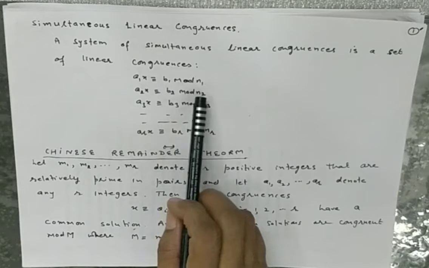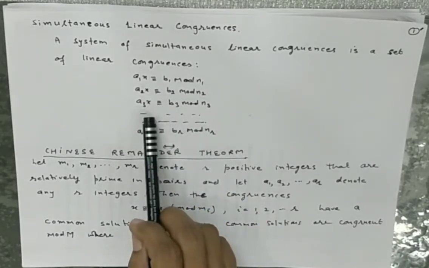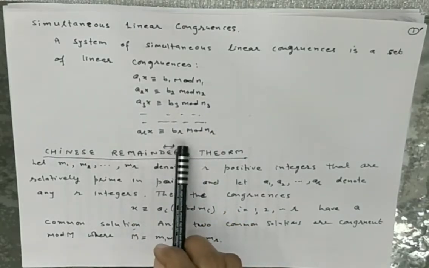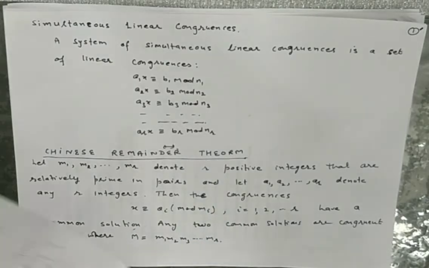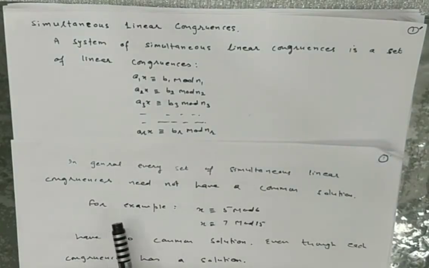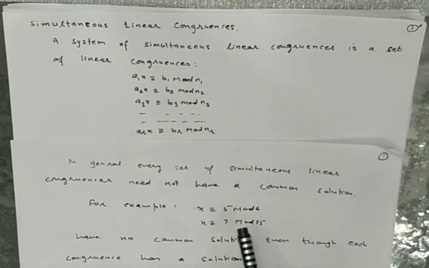a1x is congruent to b1 modulo m1, a2x is congruent to b2 modulo m2, a3x is congruent to b3 modulo m3, and so on, arx is congruent to br modulo mr. In general, every set of simultaneous linear congruences need not have a common solution. For example, x is congruent to 5 modulo 6 and x is congruent to 7 modulo 15 have no common solution. Then, what are the conditions that this system of equations has a common solution?